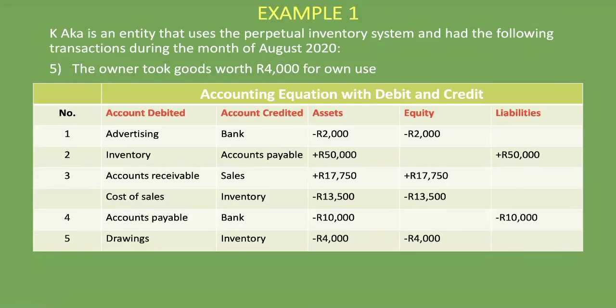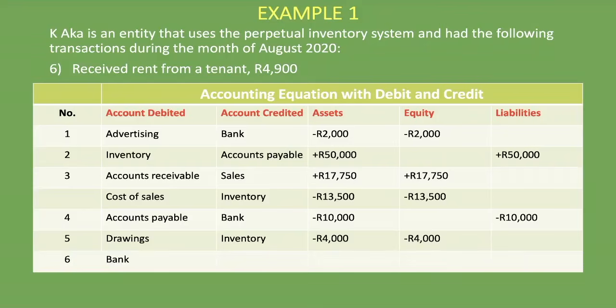Let's move on to the sixth one. Here we are told that we received rent from a tenant, 4,900 rand. Now we received money from a tenant. So when we receive money, that's an easy one. Our bank is increasing, or our asset is increasing. So account debited here is our bank.